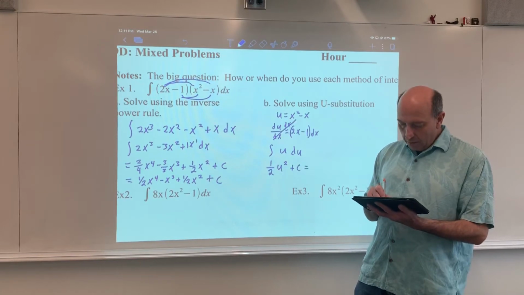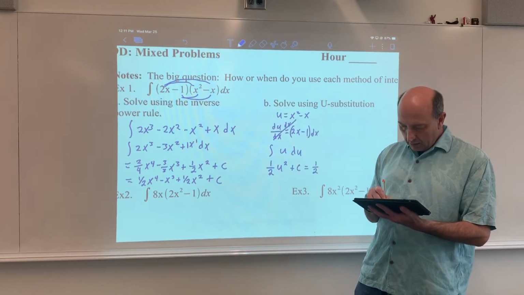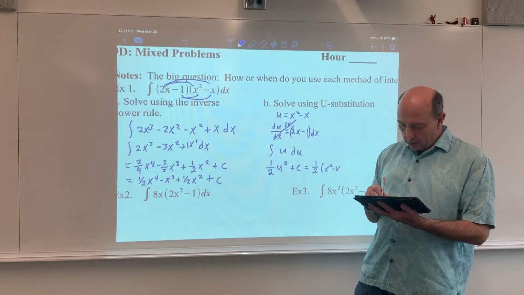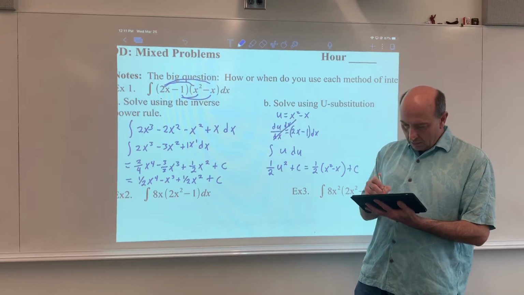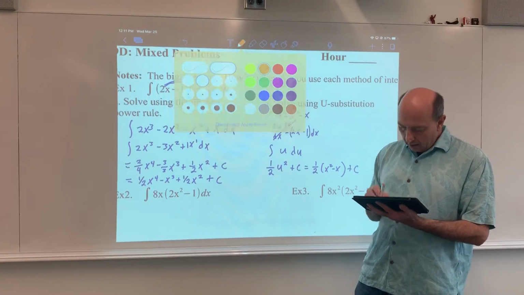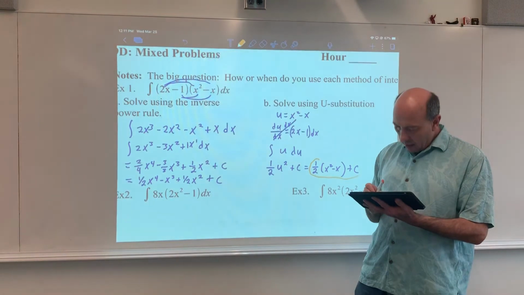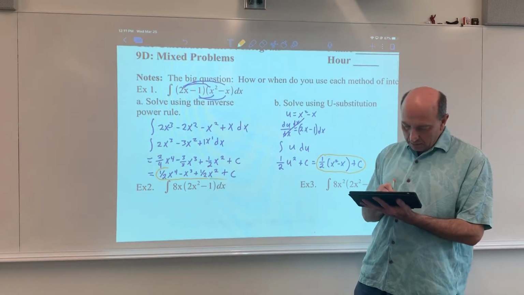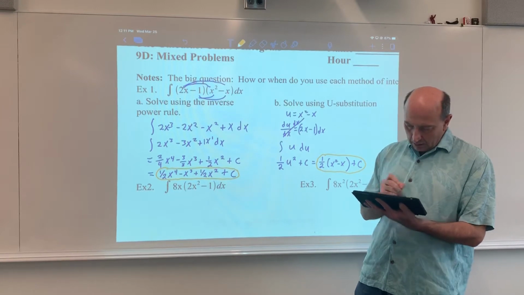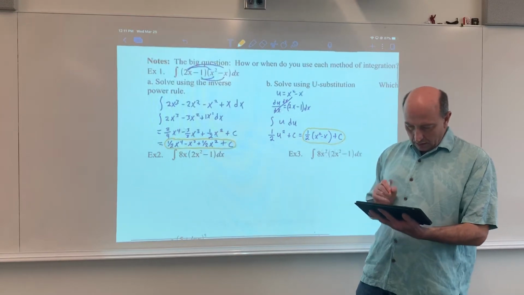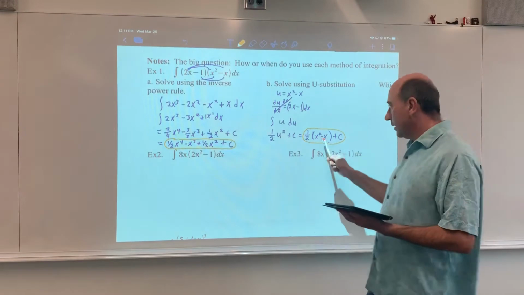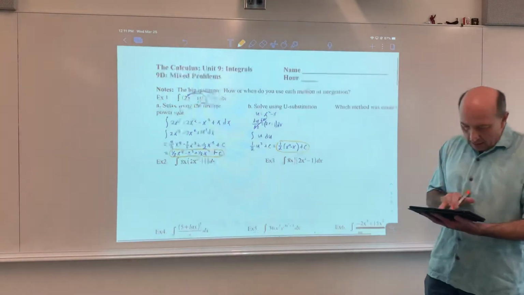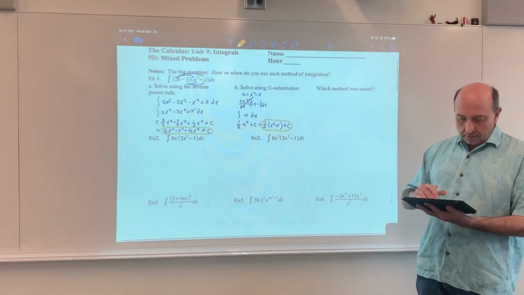And u is x squared minus x. So we're saying that that's the answer, and that's the same as this. These are the same. That's what we're arguing. I don't know if I believe it or not.